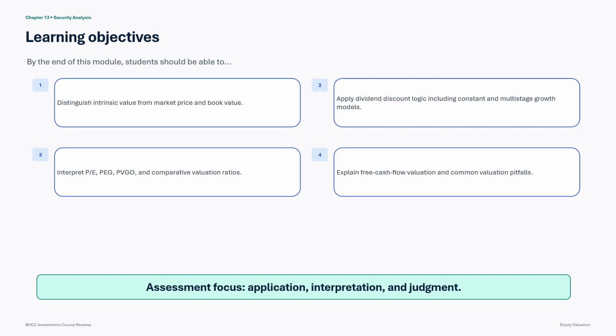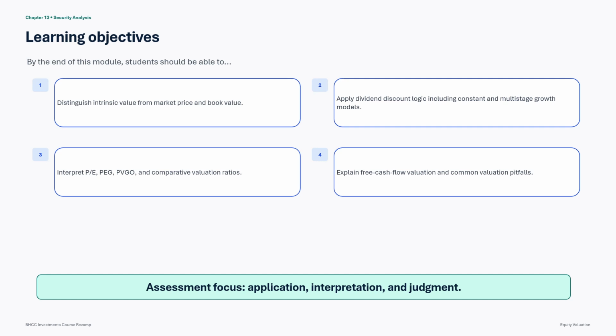Second, apply dividend discount logic. That includes the constant growth model for mature firms and multi-stage models for companies whose current growth rate cannot reasonably continue forever. Students should be able to explain the logic before reaching for the formula. Third, interpret valuation multiples, such as price to earnings, PEG, and the present value of growth opportunities. A multiple is not just a label like cheap or expensive. It compresses assumptions about growth, risk, payout, accounting quality, and capital intensity into one number.